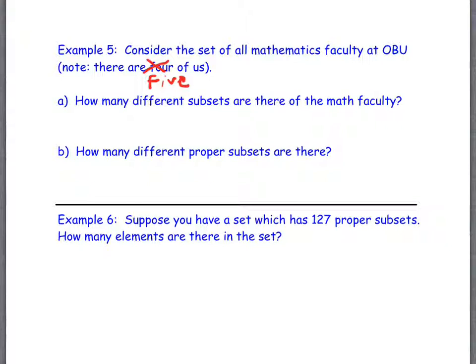All right, so we have 5 math faculty. The first question says, how many different subsets are there of the math faculty? So how would I figure that out without writing all these guys down?